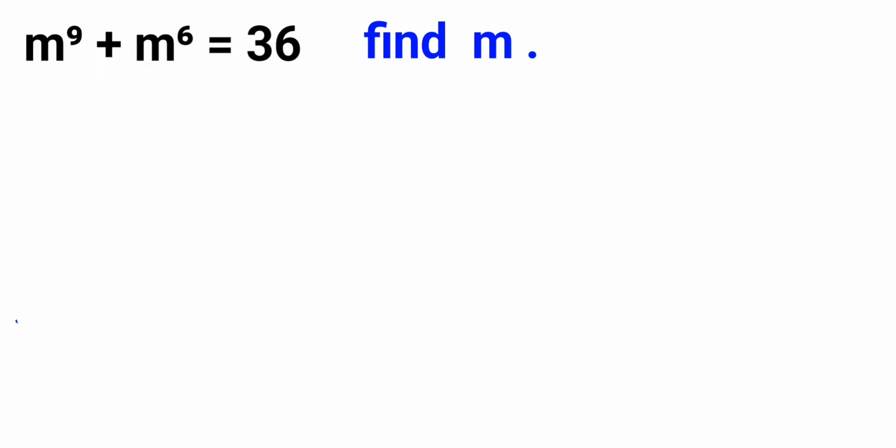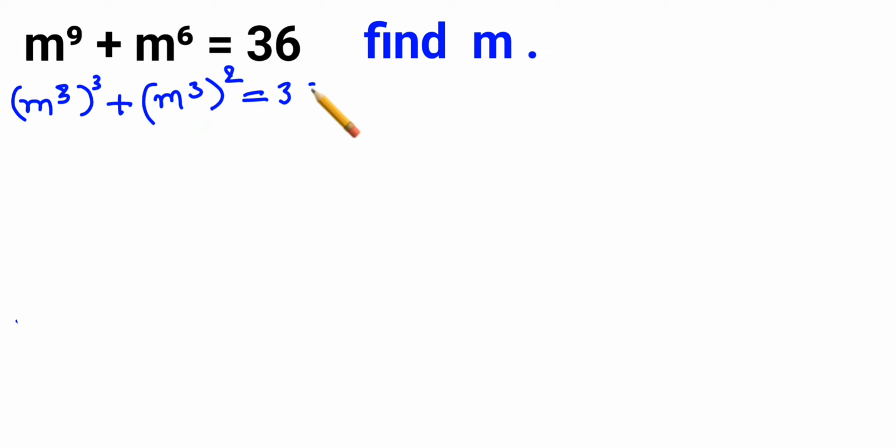Today we will solve a very interesting question of mathematics, that is m to the power 9 plus m to the power 6 is equal to 36. So we start the equation. We can write m to the power 9 as (m to the power 3) to the power 3, then plus m to the power 6 we can write as (m to the power 3) to the power 2 is equal to 36.